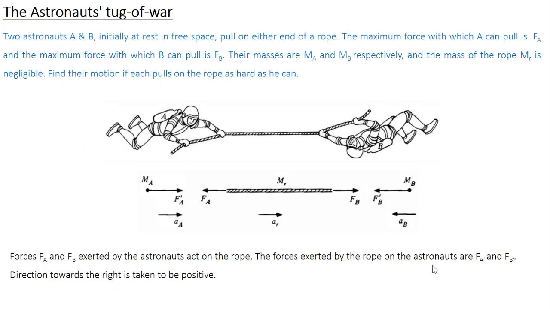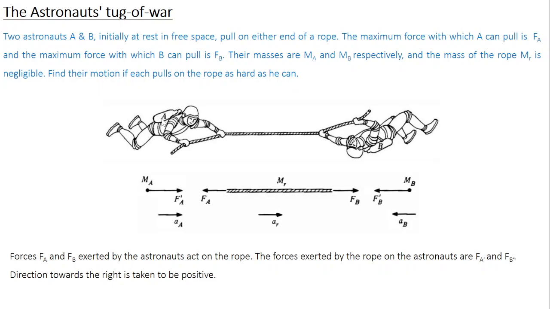What we are going to do is we will apply these to some of the example problems so that you will get familiarized with the methodology of Newton's laws. First one is an imaginary problem. It's known as the astronaut's tug of war. Two astronauts A and B, initially at rest in free space, pull on either end of a rope. The maximum force with which A can pull is Fa, and maximum force with which B can pull is Fb. Their masses are Ma and Mb respectively, and the mass of the rope Mr is negligible. Find their motion if each pulls on the rope as hard as he can.